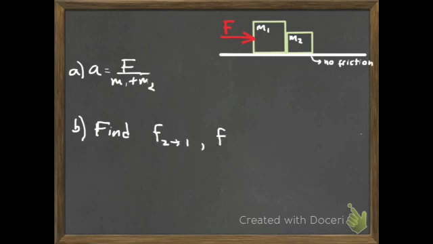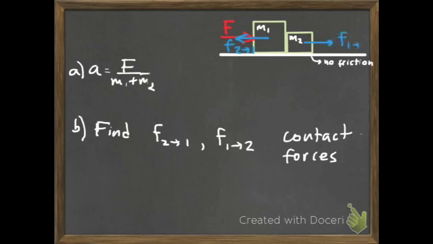Now let's propose another question for this system. Let's say that we want to find the contact force between the two blocks. There is a contact force that 1 puts on 2, as we said before, and the contact force that 2 puts on 1. We've drawn the two forces before like this. F2 on 1, the force that block 2 puts on block 1, points to the left, and F1 on 2 is the force that 1 puts on 2, and that one is pointing to the right, acting on m2.